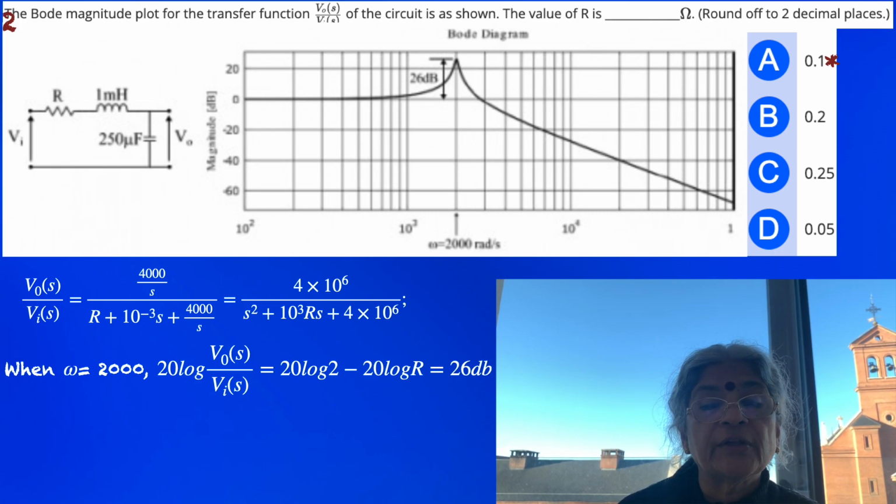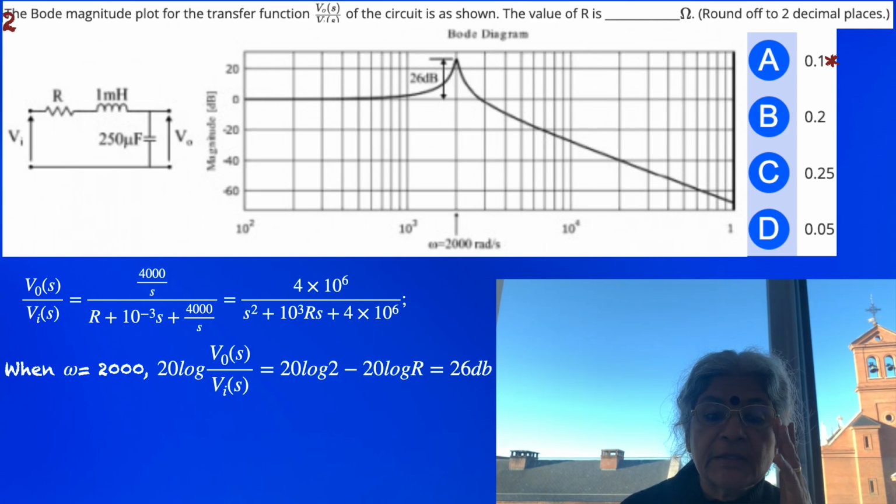So we have 4 into 10 raised to 6 on the numerator because of 10 minus 3 going upward, and we have s square plus 10 raised to 3 Rs plus 4 into 10 raised to 6. So now it has come to that particular format of omega n square divided by s square plus 2 eta omega n s plus omega n square. So now we are ready for setting s equal to j omega, where omega is equal to 2000.